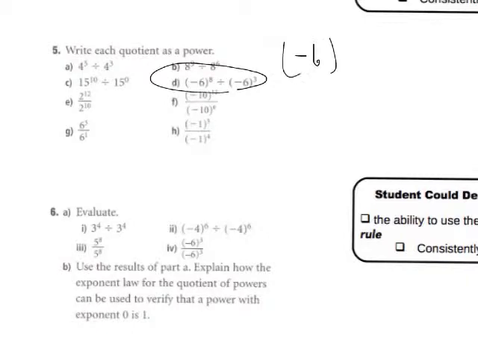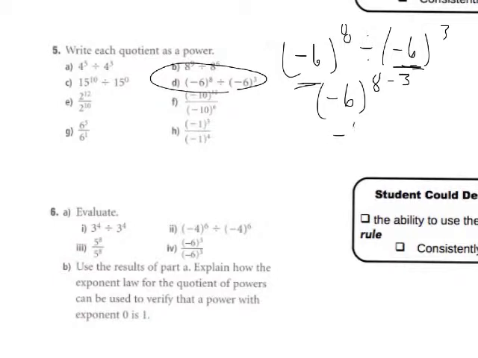Negative 6 to the power of 8 divided by negative 6 to the power of 3. Again, the bases are negative 6. I'm going to demonstrate I know what I'm doing by showing my work. And I'm going to leave my answer as a power, and I'm going to leave the brackets in so I don't get confused with the negative sign.